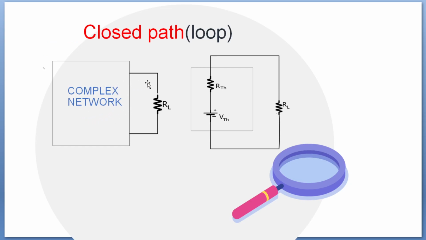This complex network is connected to a load resistor. By Thevenin's theorem, this entire complex network can be replaced by an independent voltage source and a series resistor connected to a load resistor. This is what Thevenin's theorem means. This complex network may have any number of resistors, voltage sources or current sources, and you can replace it all with an independent voltage source and a series resistor connected to the load resistance.